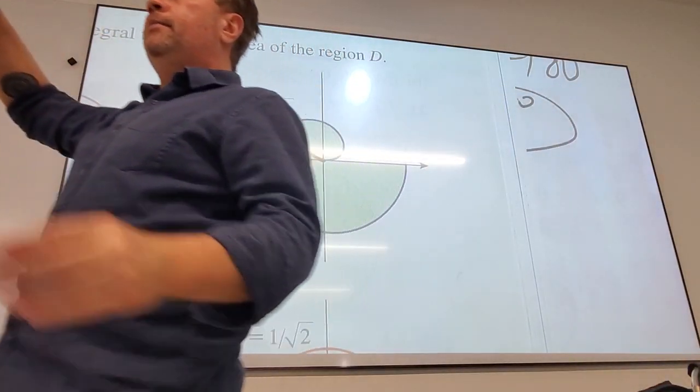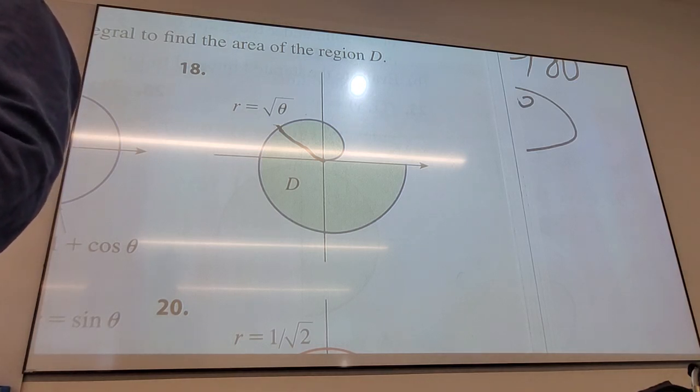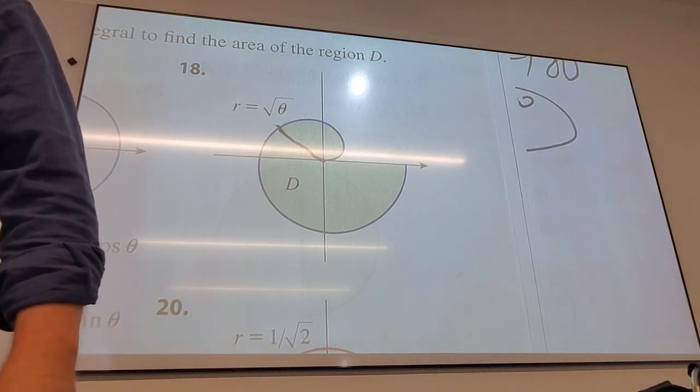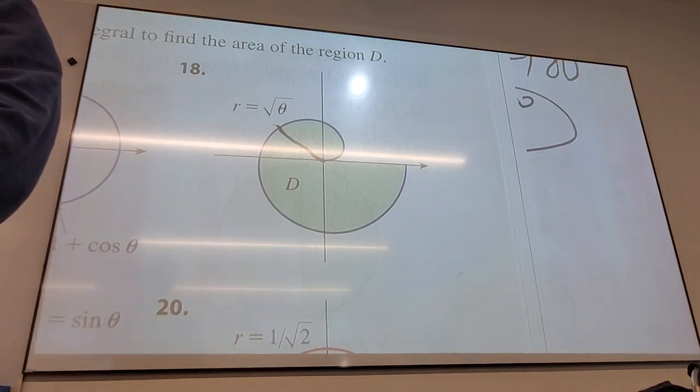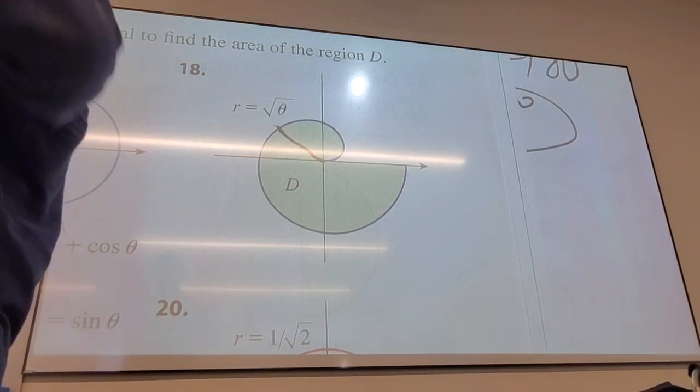What's dA going to be? r dr d theta. Yes. So I am going to put a 1 inside, but the r isn't a choice. It has to be there. The r dr d theta, because that's what dA is.